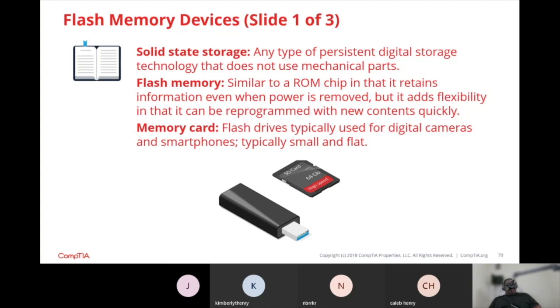All right, flash memory, solid state storage. You had memory cards and flash memory cards, similar to a ROM chip. Can anybody tell me what ROM stands for? Read only memory. Yes. Similar to a ROM chip in that it retains information even when the power is removed, but it adds flexibility that it can be reprogrammed with new contents very quickly. The memory card or flash drives are typically used for digital cameras and smartphones, and they are typically small and flat.